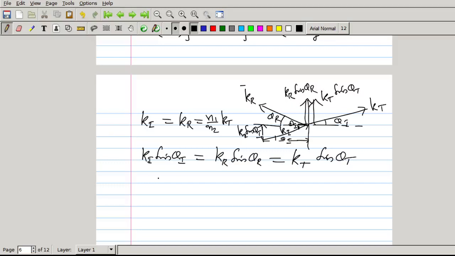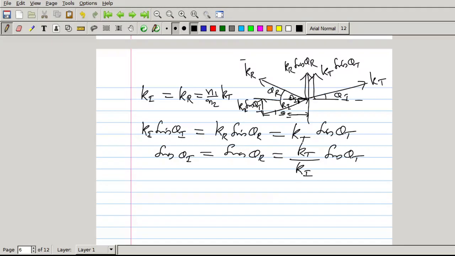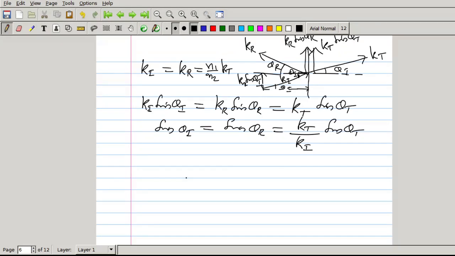So we can write it as sine theta I. If I divide this by ki, kr by ki will be 1. So sine theta I equal to sine theta r equal to kt by ki sine theta t. That means sine theta I equal to sine theta r. If sine theta I equal to sine theta r, then theta I equal to theta r.